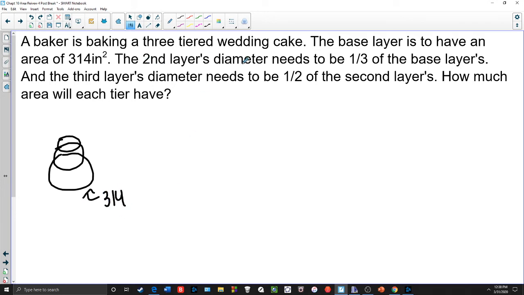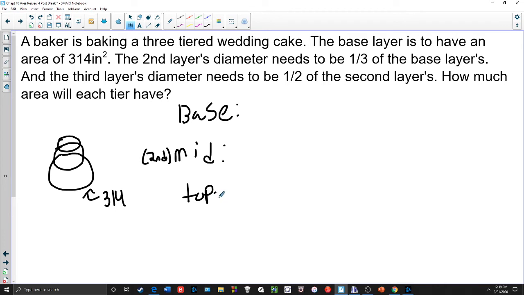It says the second layer's diameter needs to be a third of the base, and the third layer's diameter needs to be half of the second. So how much area will each tier have? Let's go down to base, second, and third. So we'll have the base tier, the second, and the top. I'll say middle, just to keep with my consistency here. Mid is my second layer, essentially. So I need to know the areas of each.